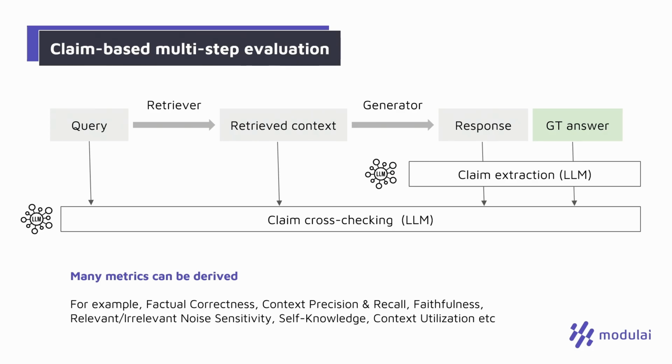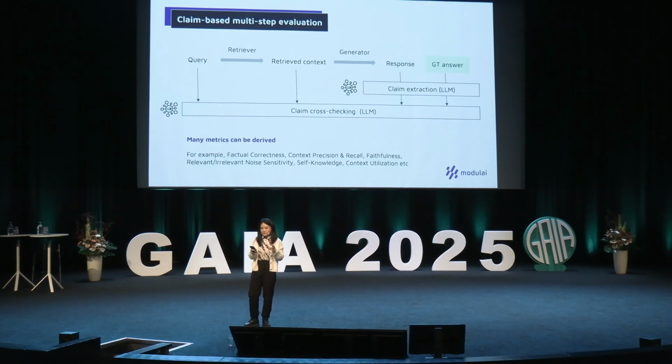And then the next approach I would like to touch upon today is this claim-based multi-step evaluation. This is an approach that breaks down the evaluation into 2 distinct steps. So the first step is to extract claims from the RAG system's generated response and the ground truth answer. So what it does is that we use an LLM to break down responses and ground truth answers into the smallest statements possible. And then the next step is to do some claim cross-checking with the help of an LLM. And this part I will detail later. And with this detailed 2-step approach, we can derive many metrics, such as factual correctness, context precision, recall, and faithfulness.